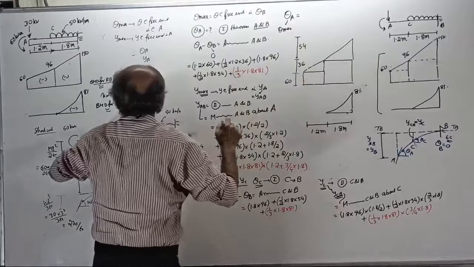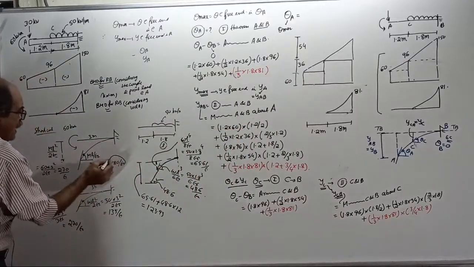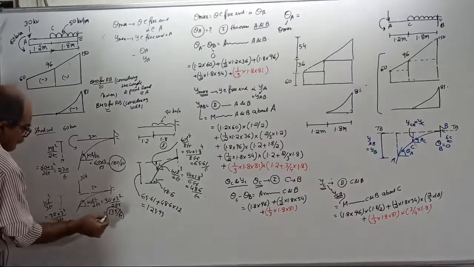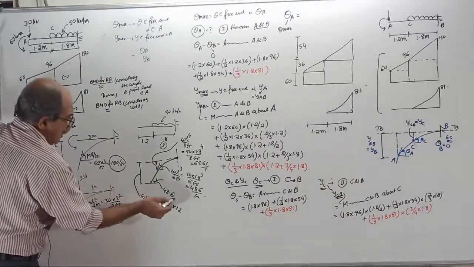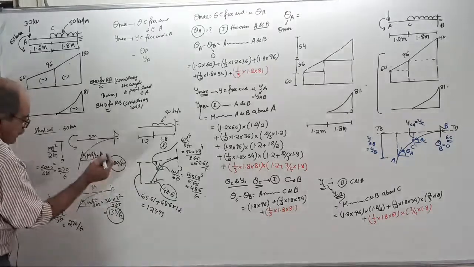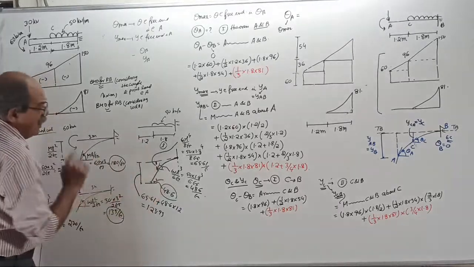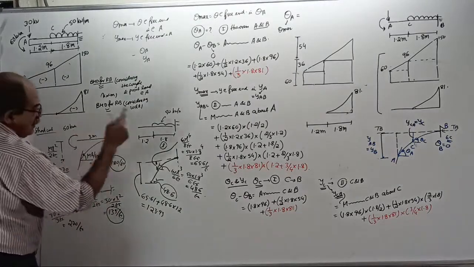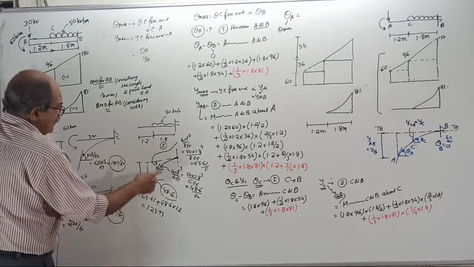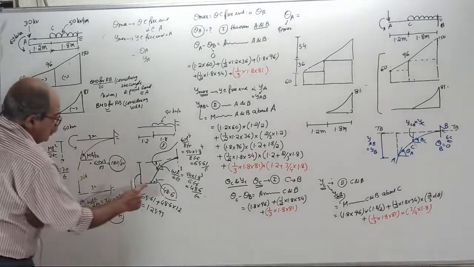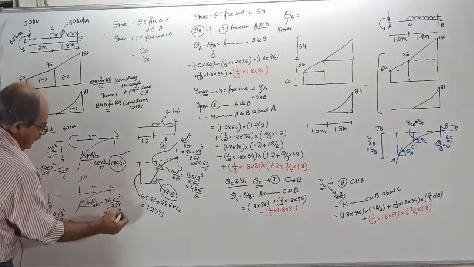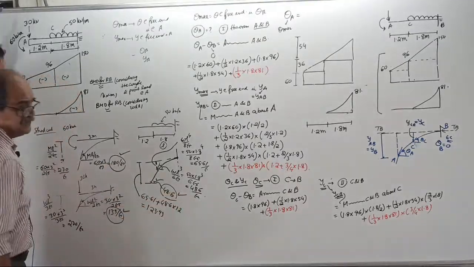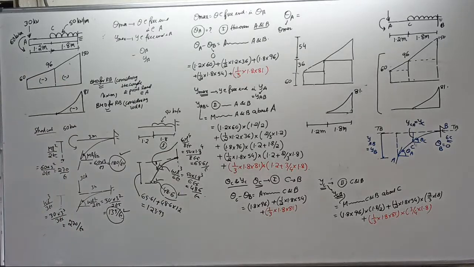180 by EI plus 135 by EI plus 48.6. 180 due to the couple, 135 due to the point load, 48.6 due to the UDL. Slope at A: add all three values, 180, 135 and 48.6. 363.6. Correct?